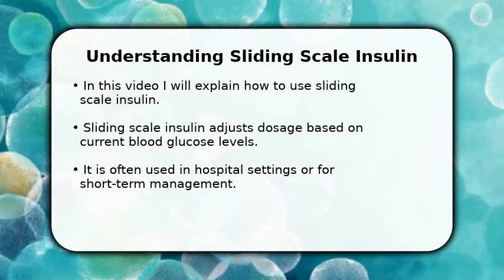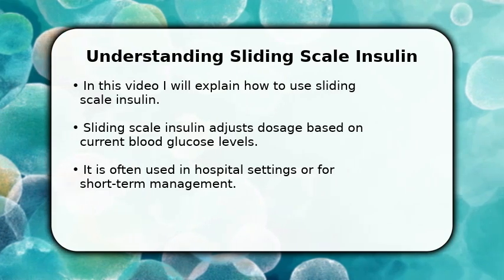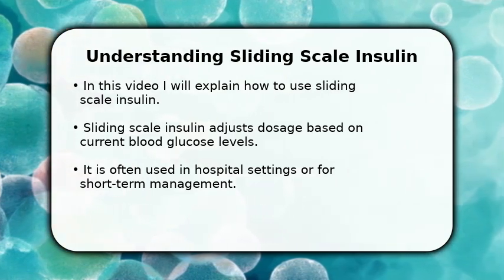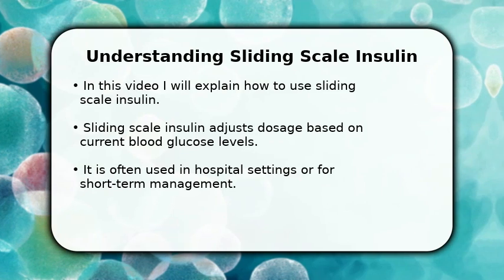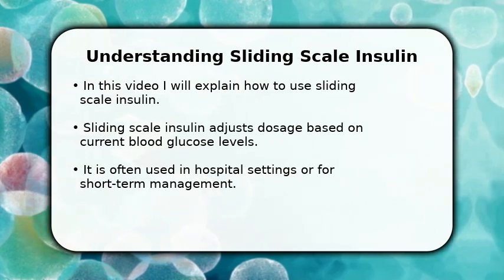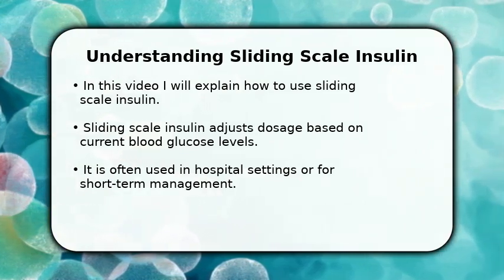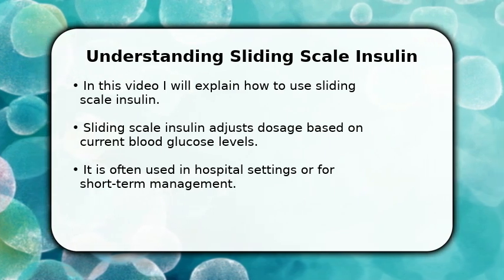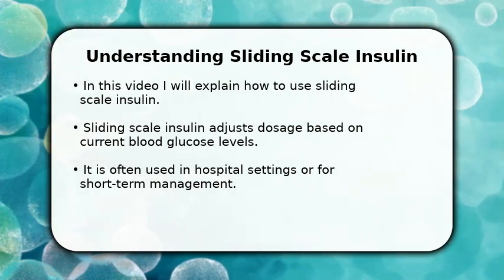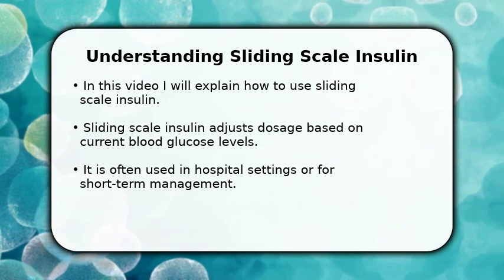In this video, I will explain how to use sliding scale insulin. Sliding scale insulin is a method where your insulin dose is adjusted based on your current blood glucose reading. It's commonly used in hospital environments or for temporary situations to manage blood sugar.